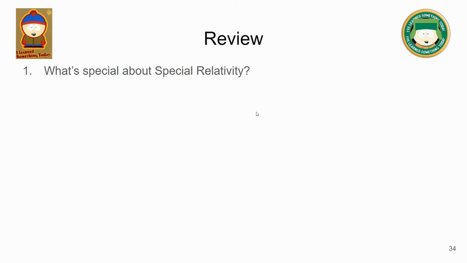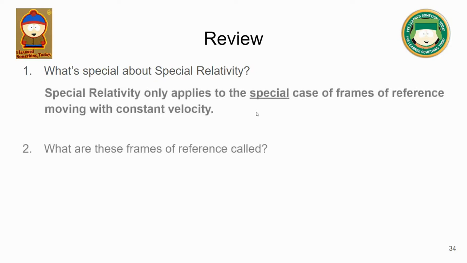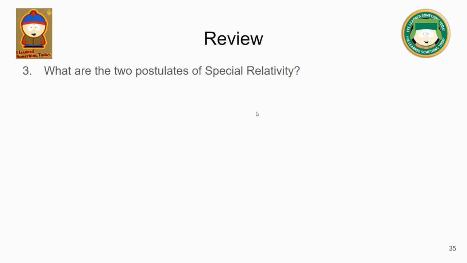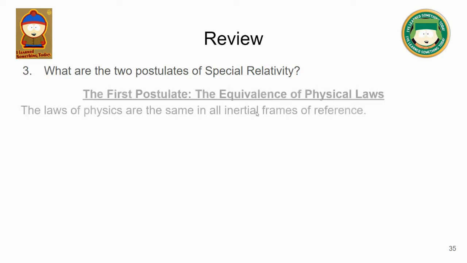So yeah, what is special about special relativity? Special relativity only applies to the special case of frames of reference moving with constant velocity, frames of reference that aren't accelerating. So we have a special name for these frames of reference. What are they called? These are called inertial frames of reference. And there are two postulates of special relativity. What are they? The first postulate is the equivalence of physical laws. It basically says, yeah, physics works in every inertial frame.